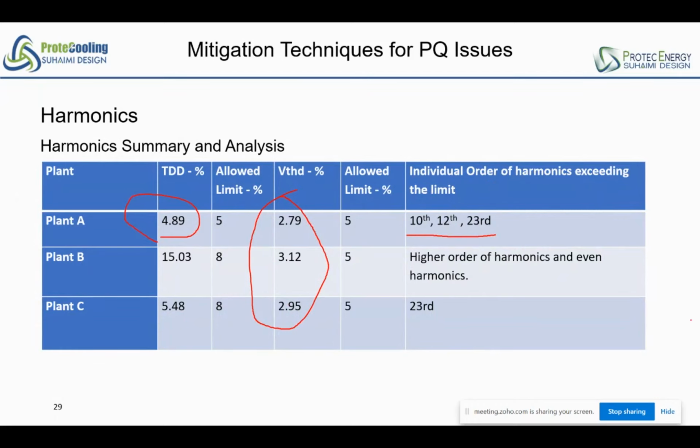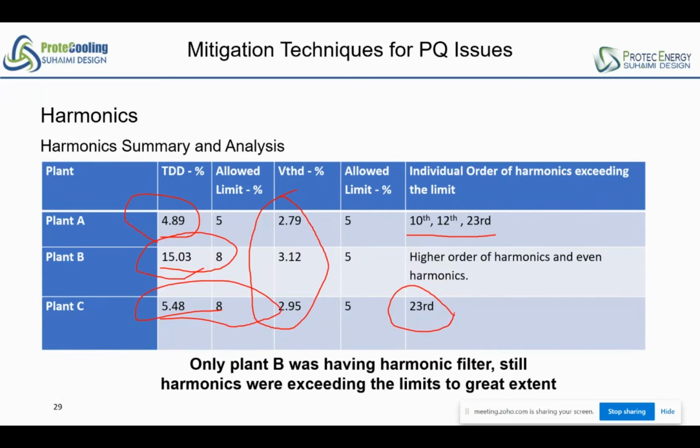Plant B, again, it was 15.0, which was exceeding by a lot. Higher order harmonics and even order harmonics were there. And plant C, again, TDD was within limit, but only the 23rd order harmonic was there, which was exceeding the limit.